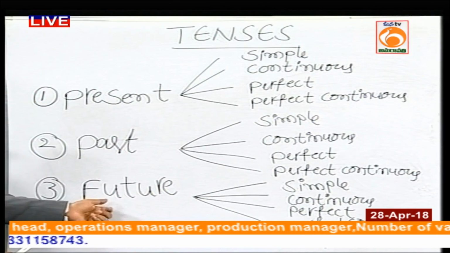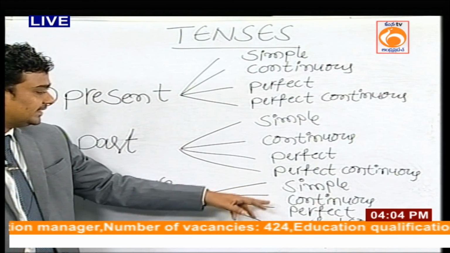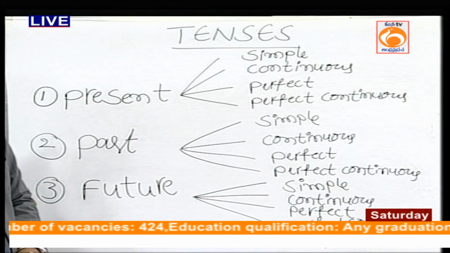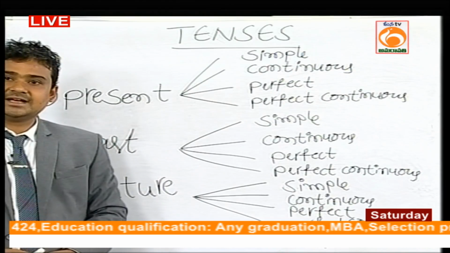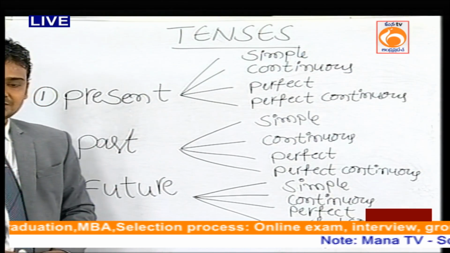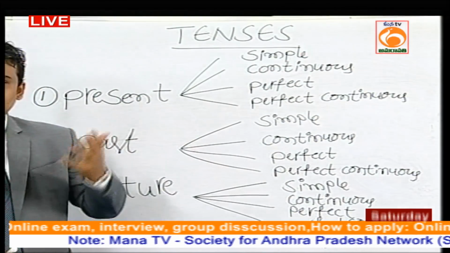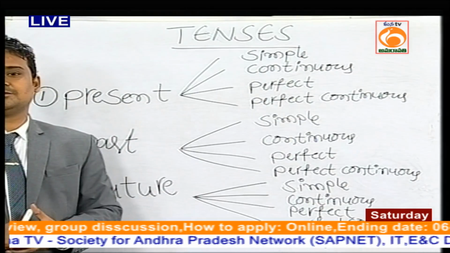And future tense also has four subcategories. The first one is simple future, next is future continuous, next is future perfect, and the last one is future perfect continuous tense. So you can see here, guys, present tense has how many subcategories? Four subcategories.